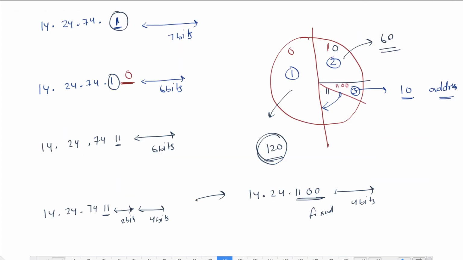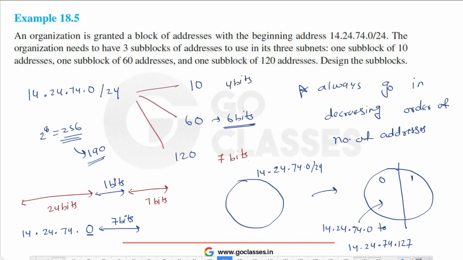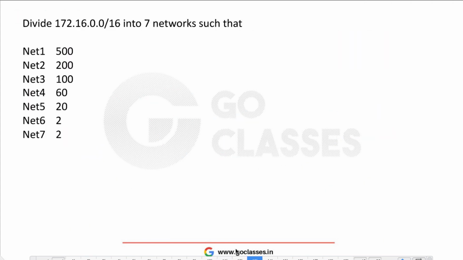And some of the addresses I have wasted here. I mean 8 addresses, maybe 4 addresses I have wasted here, maybe 6 addresses I have wasted here, and quite a lot of addresses I have wasted here. So many of the addresses we have wasted, but that is okay. We are fulfilling our requirement. Right? Let's solve one more question to get more clarity.